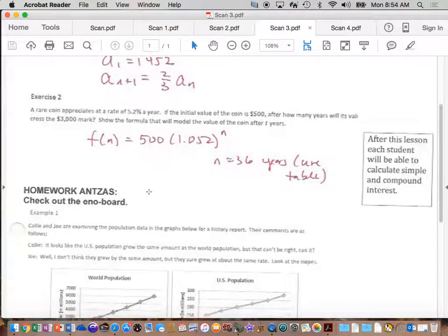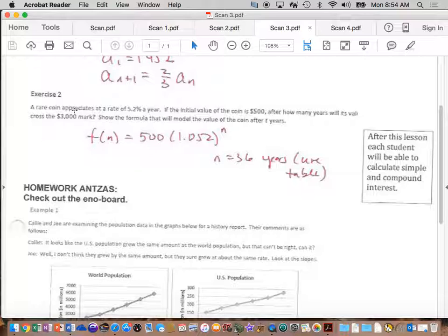And then over here, we are increasing. Appreciate means to go up, to increase, at 5.2% per year. So that makes it 1.052. 1 plus 5.2%, and 5.2% must be a decimal. So it's 1.052, and n is the number of years. You can use t, it doesn't make any difference. And if you just put this into the table, I just scrolled through the table until I hit 3,000. And that was at 36 years. Okay? Any questions?